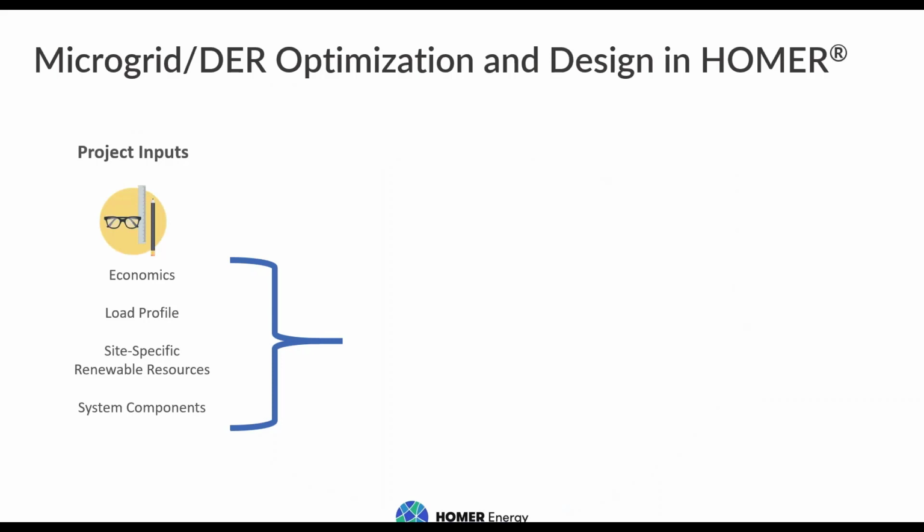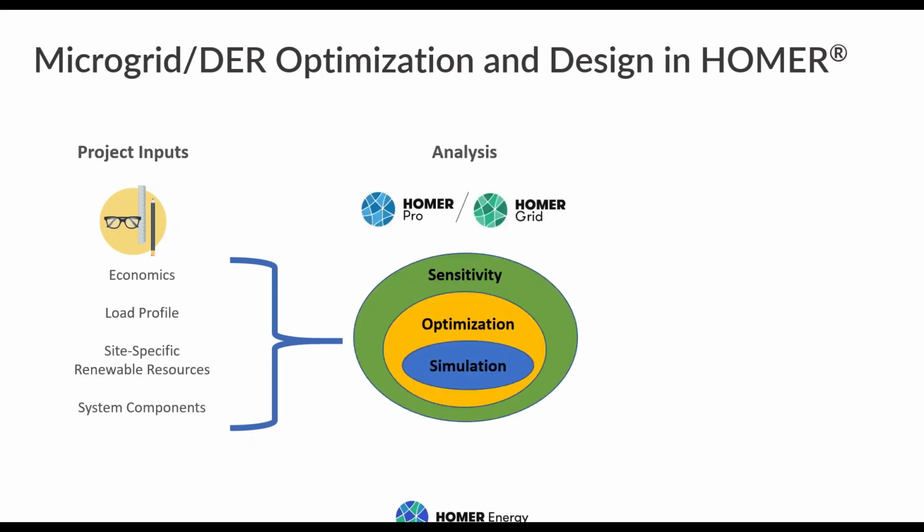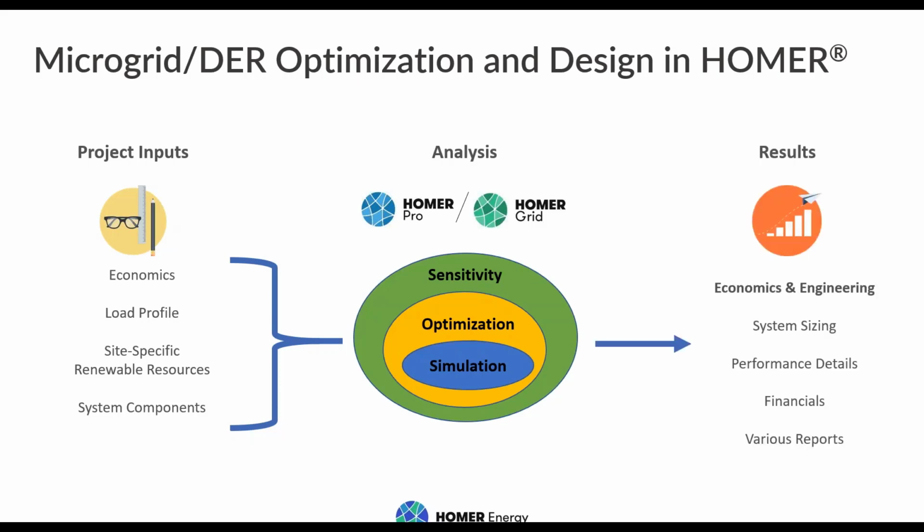So using HOMER to design or optimize your microgrid has three main steps. First, you're going to provide information on the economics, such as interest rate, along with your energy demand profiles, your location, that's going to give you the renewable resources, solar radiation and wind speed, and then the types of equipment you want to consider, shown here as the system components. HOMER then steps through the three nested processes I talked about in the last slide, simulation, optimization, and sensitivity, and then provides detailed results not only on the economics of the system, but also on exactly what's going on literally in every hour.